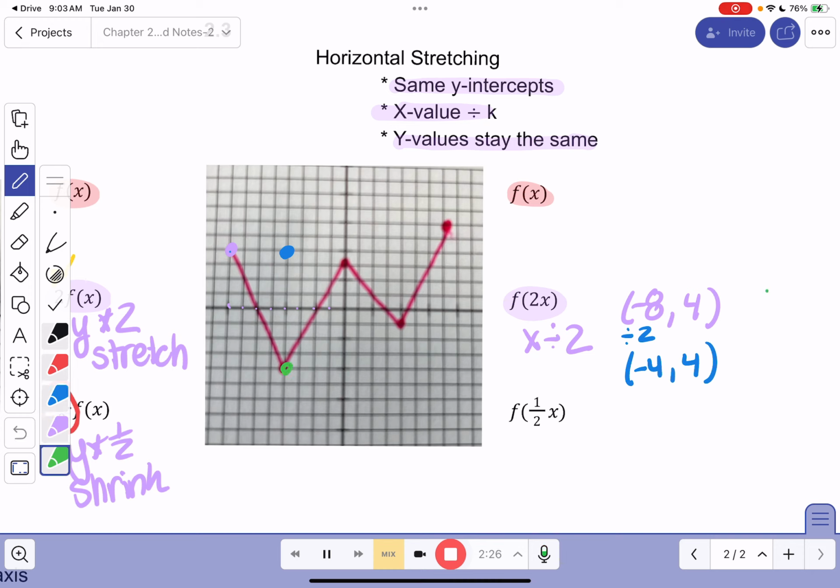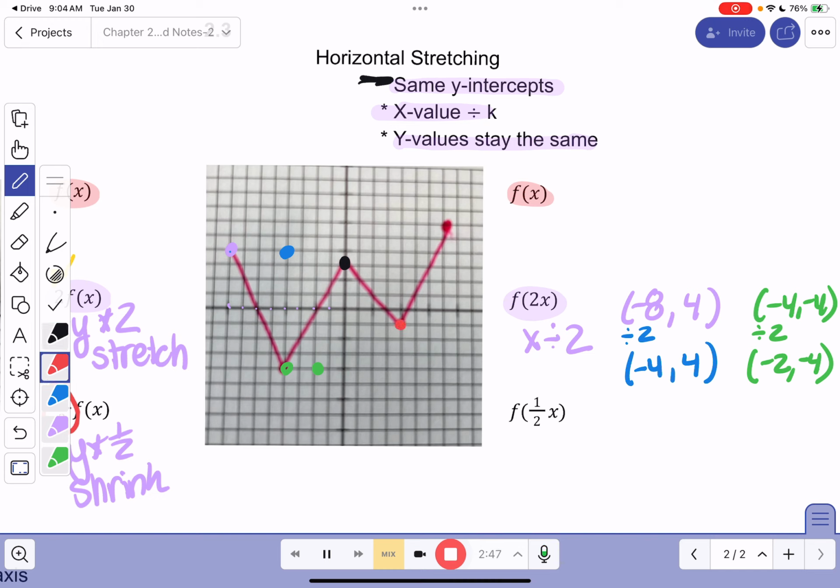This point is negative 4, negative 4. Divide x by 2. So negative 4 divided by 2 is negative 2. Y stays the same. So that point becomes negative 2, negative 4. The y-intercept stays the same, so that one's not changing.